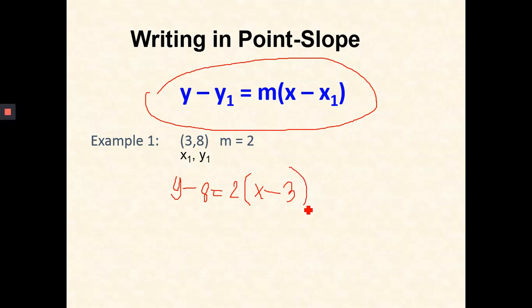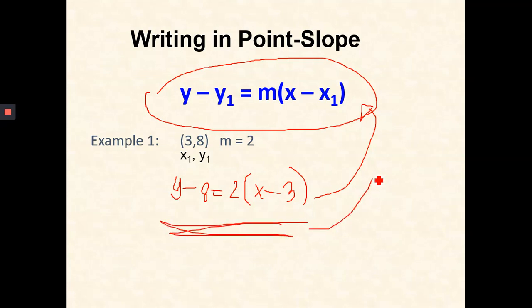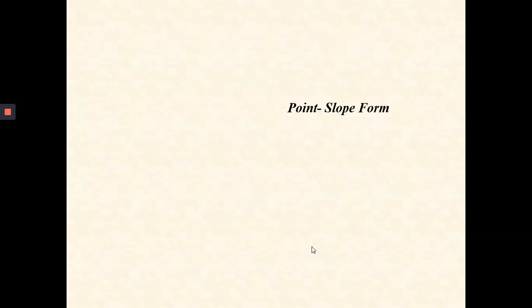So y minus 8 is equal to 2 multiplied by the quantity x minus 3 is your equation of the line in point-slope form. This is now your answer since you are required to write your answer in point-slope form. Okay, let us have another example. The slope is negative 1/3 and the point is negative 1, negative 6.